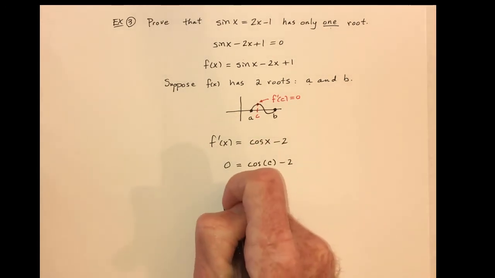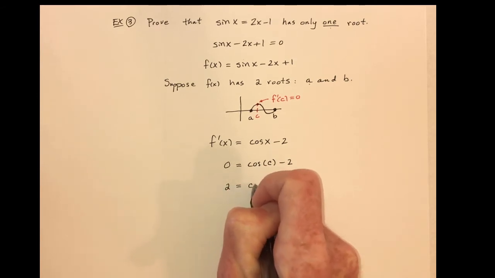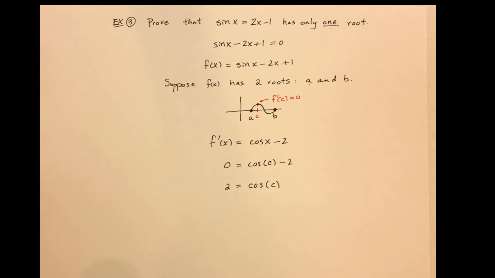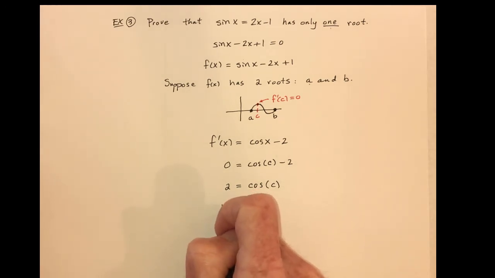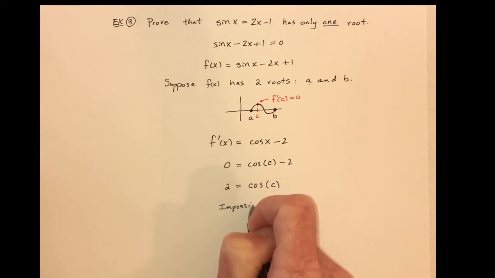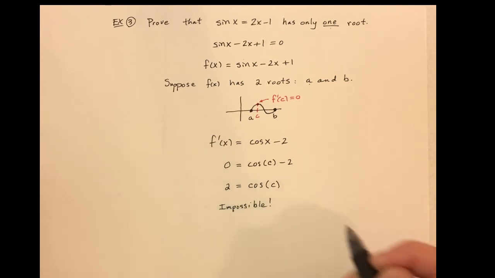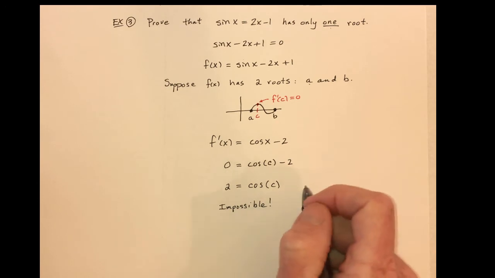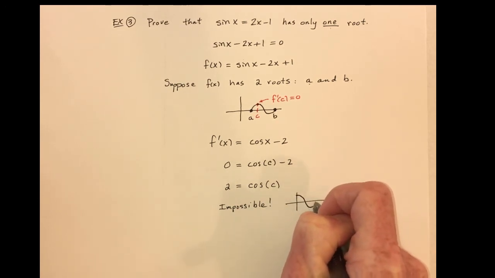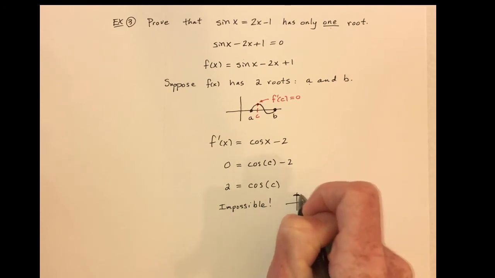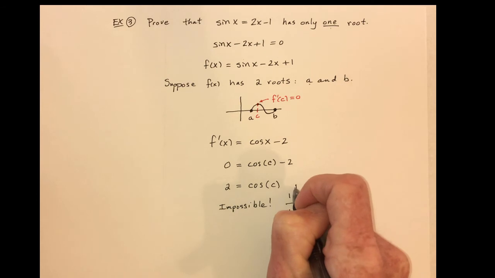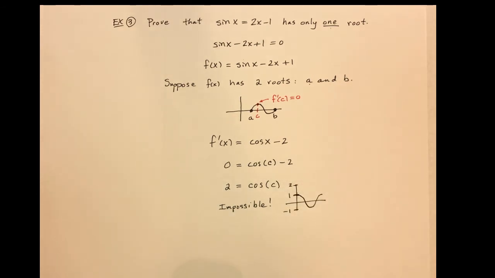Then add 2 to both sides, and then that says that cosine is equal to 2. And that is impossible. Impossible. Because the biggest that cosine gets is 1. So the cosine graph goes like this. So it always ranges between a positive 1 and a negative 1. It never goes up here to 2.